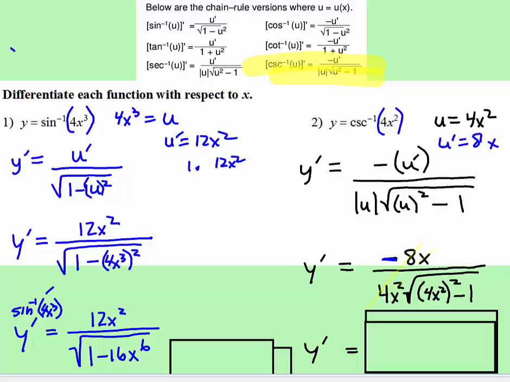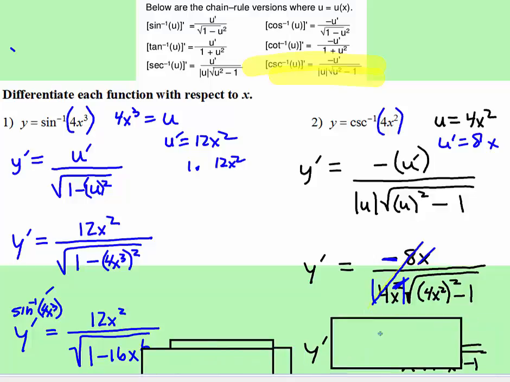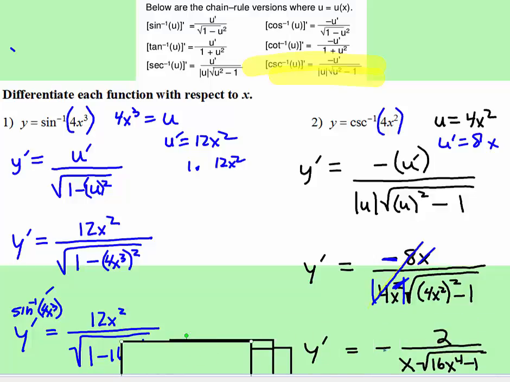The absolute value is just going to be 4x squared. And then notice the 8 and the 4 are going to cancel. You're going to have a negative 2. That x and one of those x's cancel. So what you're left with, and we can leave the negative sign out front, is negative 2 over an x remains, times the square root of 16x to the 4th subtract 1.